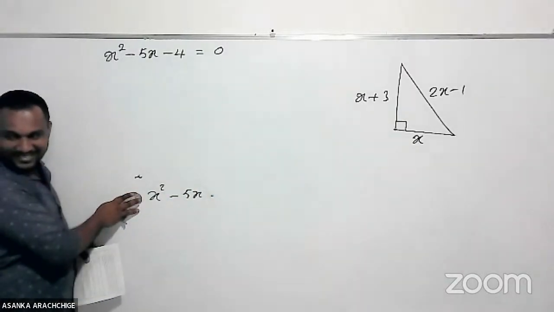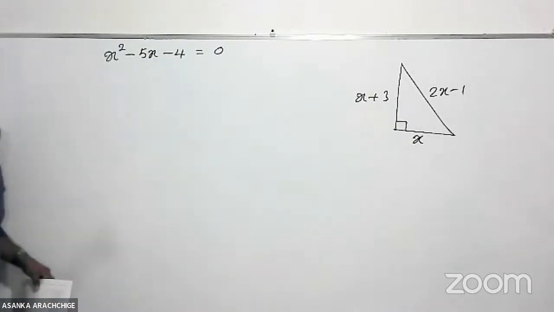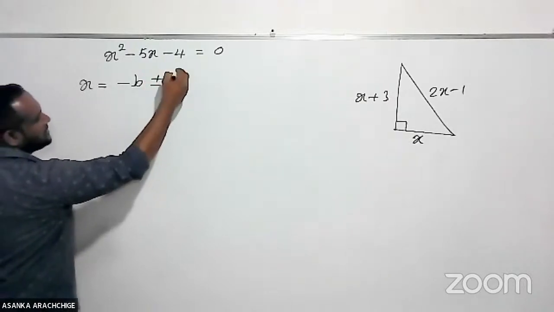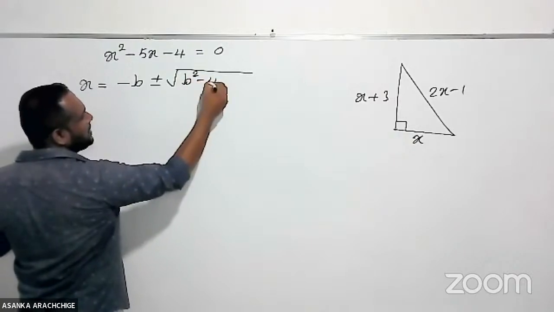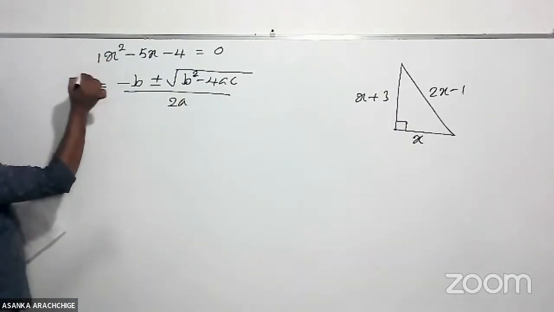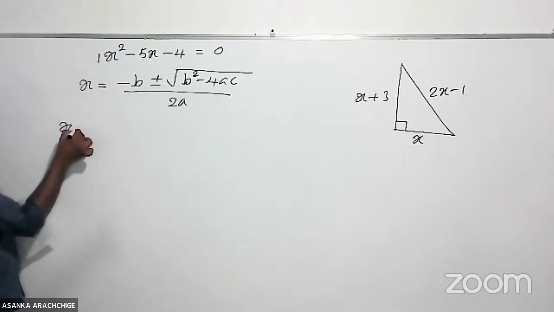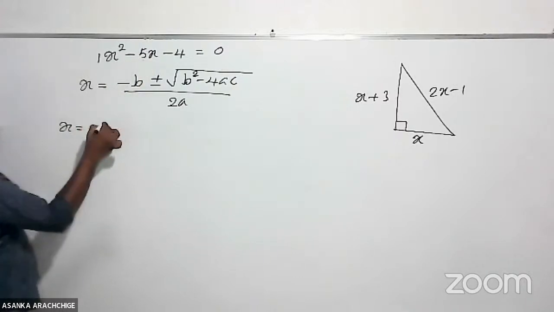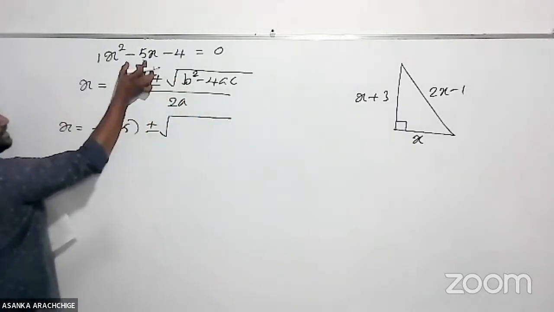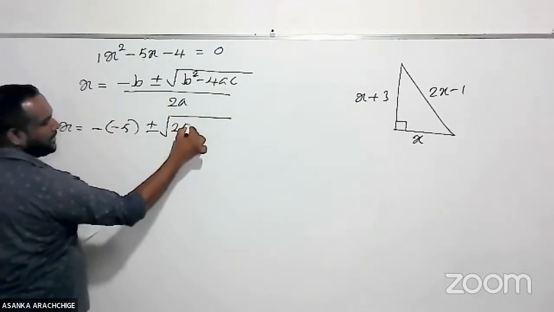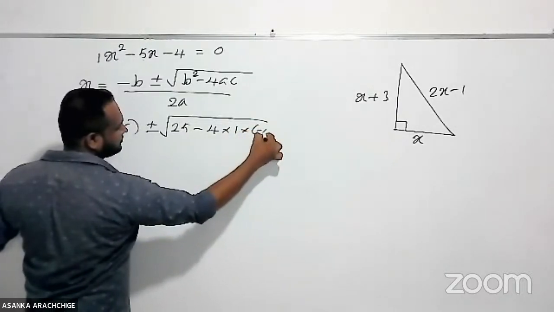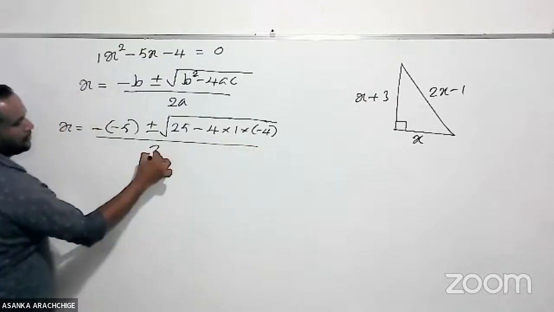Do you remember the formula? x equals minus b plus or minus square root of b squared minus 4ac, upon 2a. So this is a, this is b, this is c. Then x equals minus b, that is minus of minus 5, plus or minus square root of b squared, minus 5 squared is 25, minus 4, a is 1, c is minus 4, upon 2a, 2 times 1.